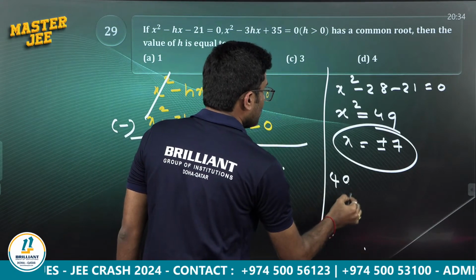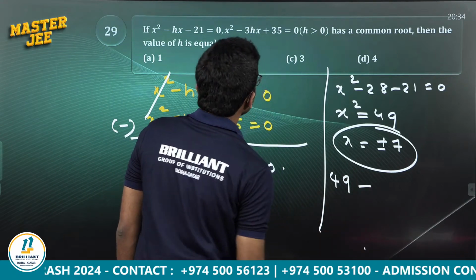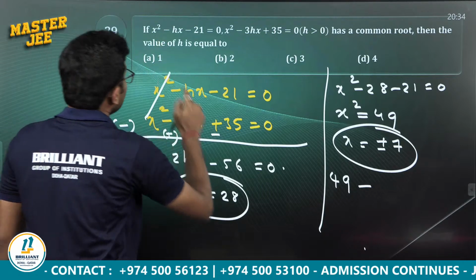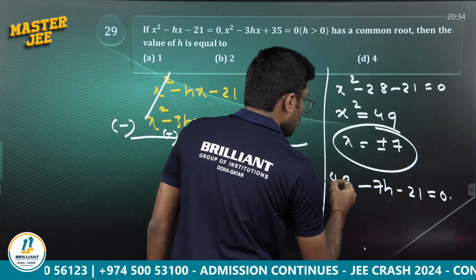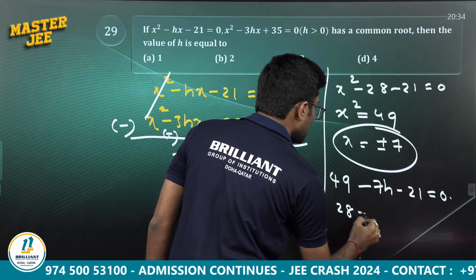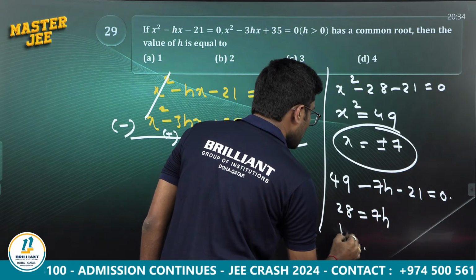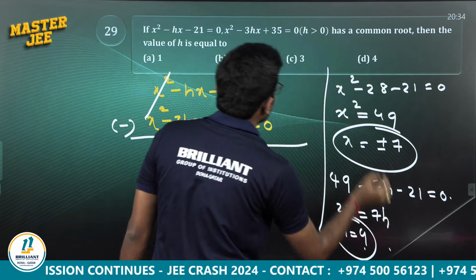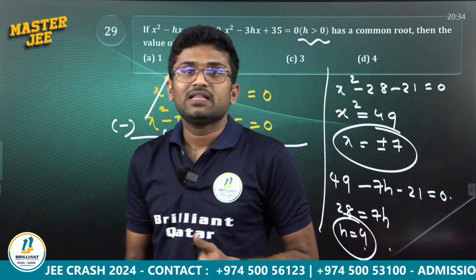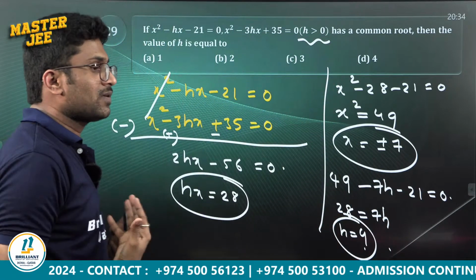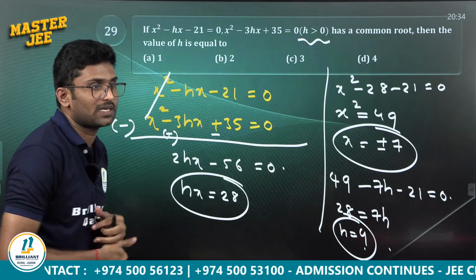So 49 minus 7h minus 21 is equals to 0. 49 minus 21 will be 28 is equals to 7h. From there h is equals to 4. As they are asking only positive value, we are done with our positive value. That's it. The value of h is equals to plus 4, friends.